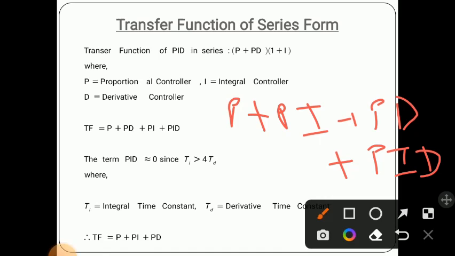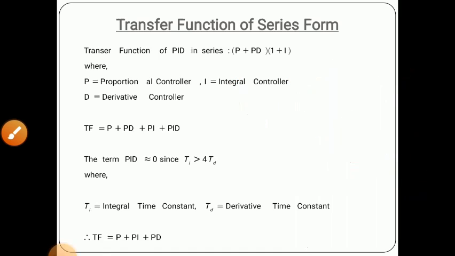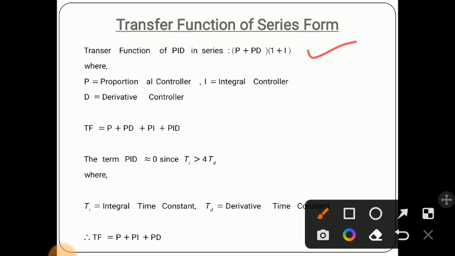So the P action is present, PI is also present, PD action is also present, and PID control actions are also present. Like this, all control actions are taken in this series form and we get the controlled output. You should remember this equation, P plus PD in bracket 1 plus I. P is the proportional controller, I is the integral controller and D is the derivative controller. So the total transfer function is P plus PD plus PI plus PID.